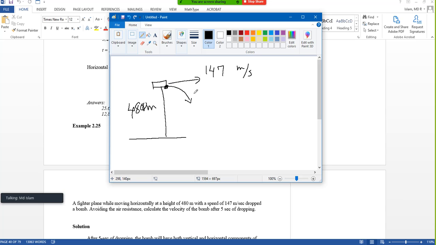Okay, dropped a bomb. Avoiding the air resistance, calculate the velocity of the bomb after 5 seconds. That means the bomb will come somewhere. Say after 5 seconds it is here. 5 seconds. What is the velocity here? That is the question. Okay, so we know all the data.